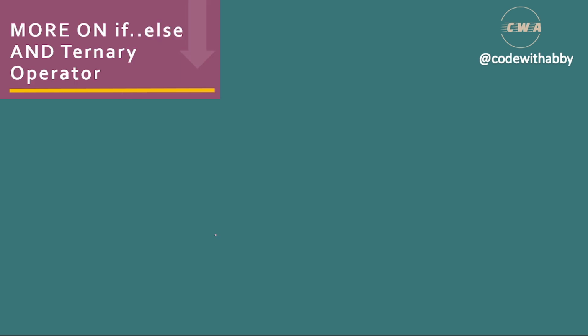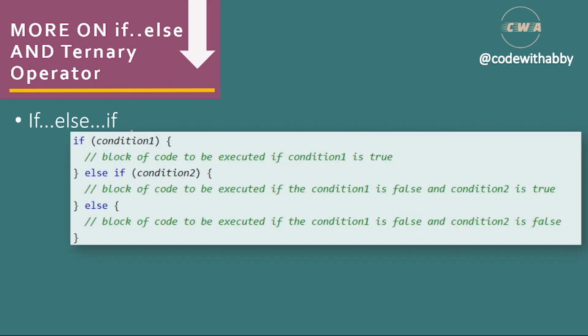So it comes like this, right? So we also can have if, else if, and else as well. So there is a complex possibility.